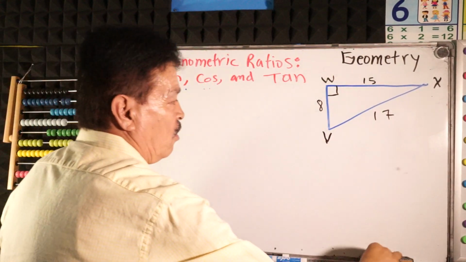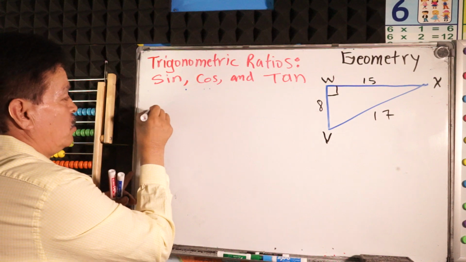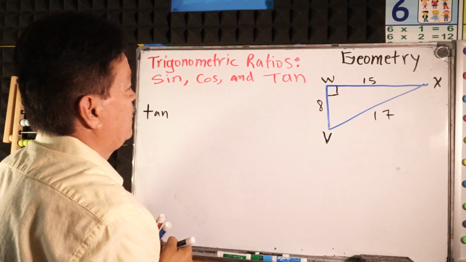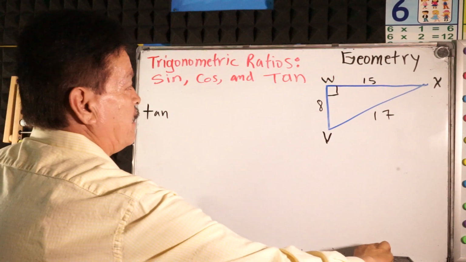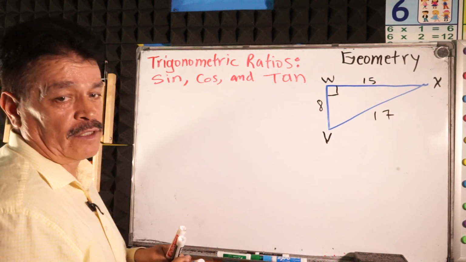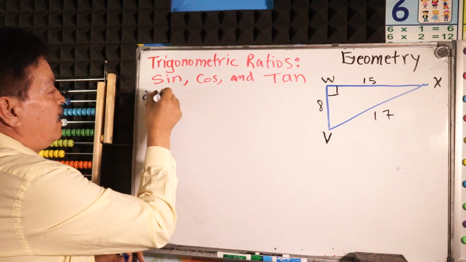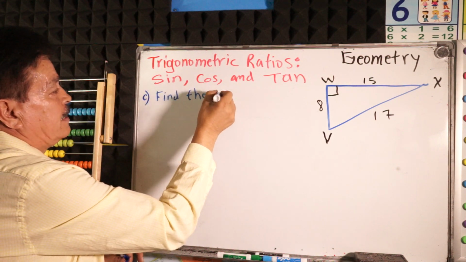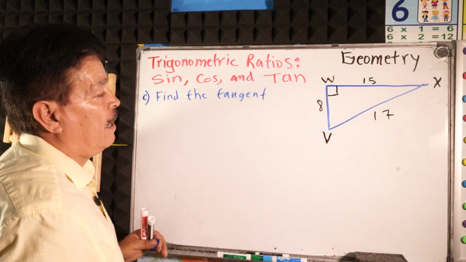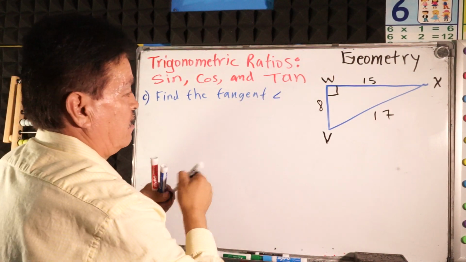Okay, let's solve our problem here then. So the first step is to remember the definition of tan. Let me write the problem. We're going to find the tan. Find the tangent of which angle? Okay, of angle UV, this one.